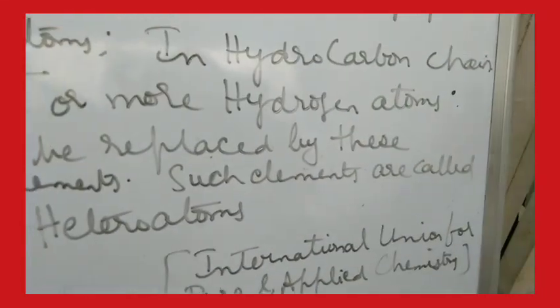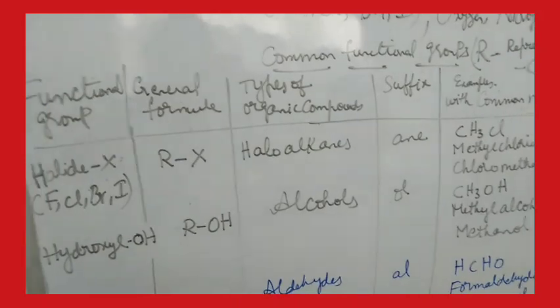So in the hydrocarbon chain, one or more hydrogen atoms can be replaced by these elements. So these elements are called heteroatoms. Now let us see how these are going to form certain functional groups, how they are going to act as a function.